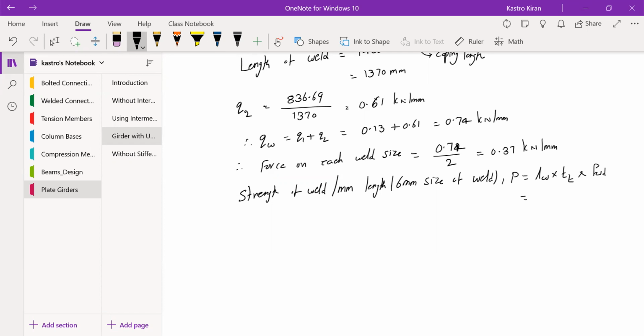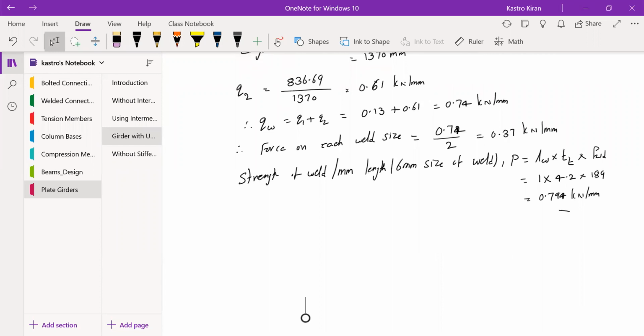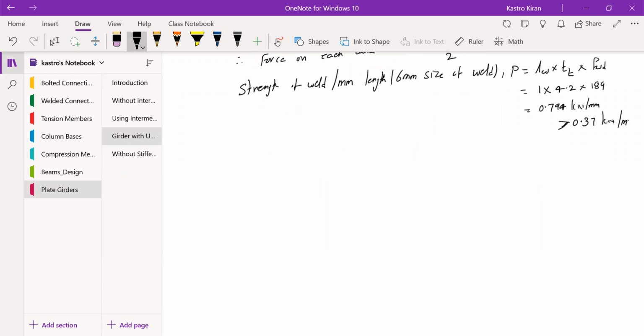The value of LW is taken as 1, and throat thickness is 0.7 times S, that will give you 4.2, and FWD is 189, that is for shop welding. This value will give you 0.794 kilonewtons per mm. And as I was telling earlier, this value must be greater than 0.37 kilonewtons per mm. So which is safe.